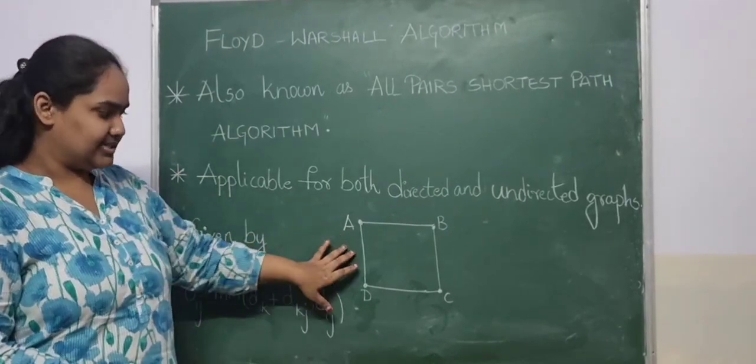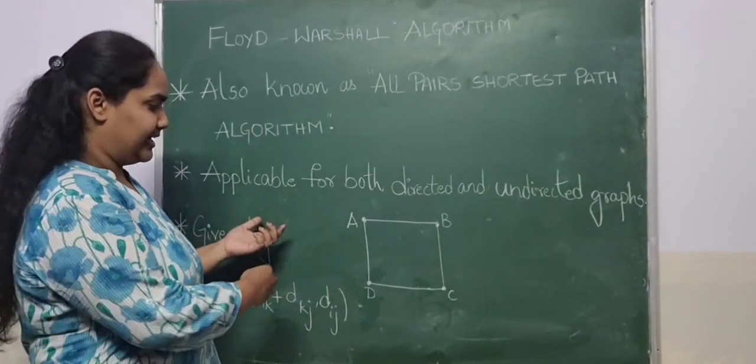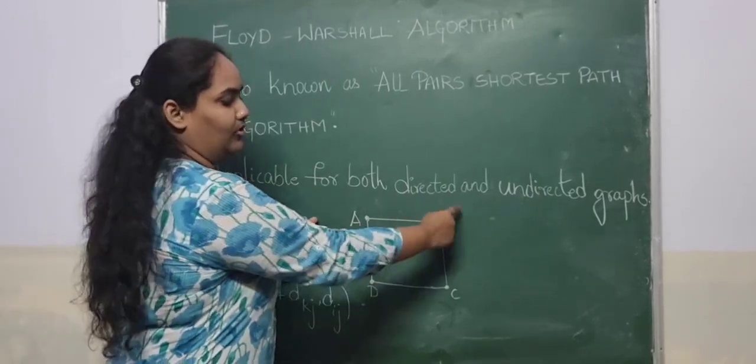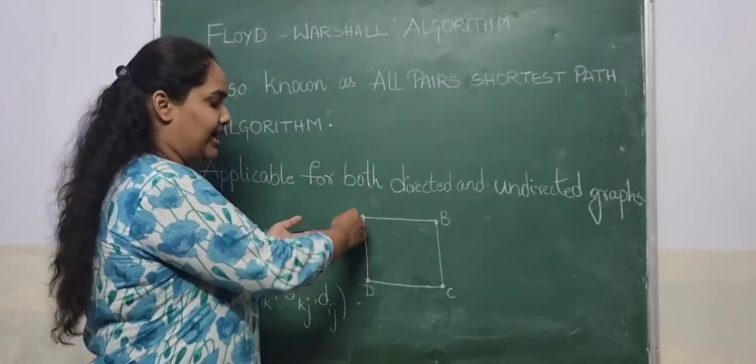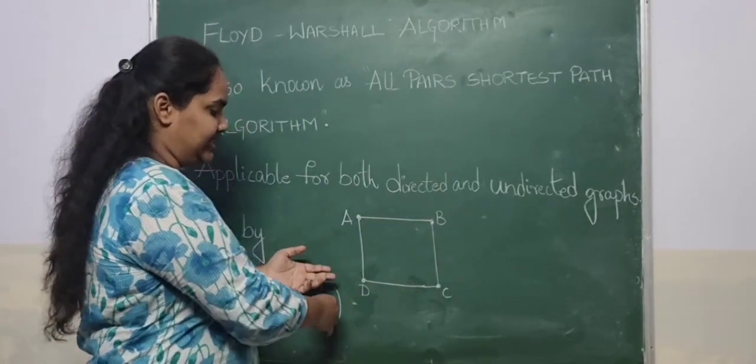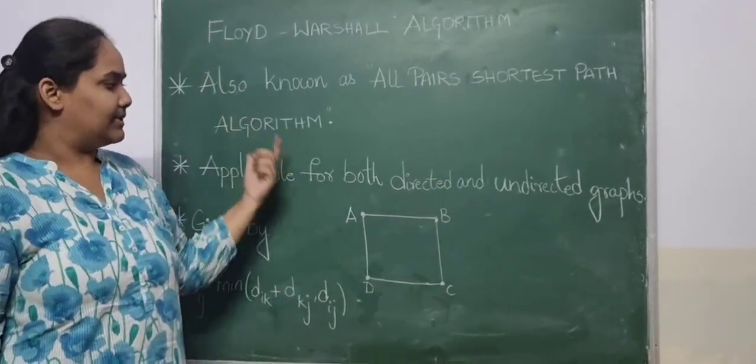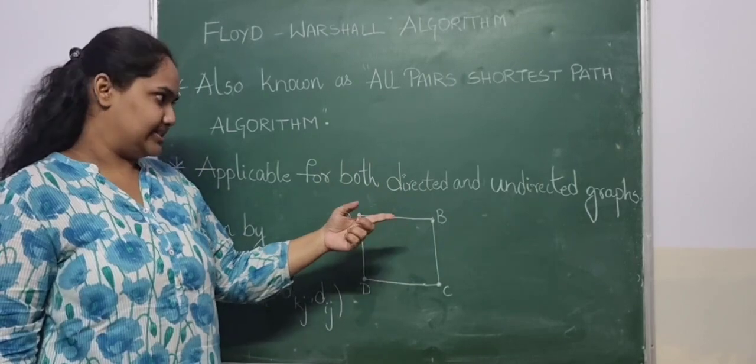So if you consider this graph, we are going to find the shortest path from A to all the remaining vertices. Same with the vertex B, C and D. This algorithm is applicable for both directed and undirected graphs.